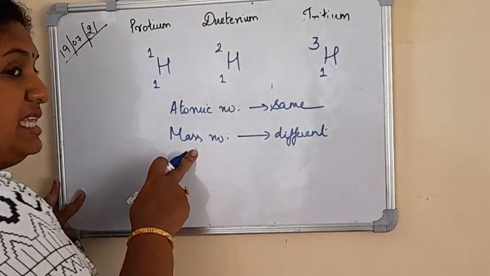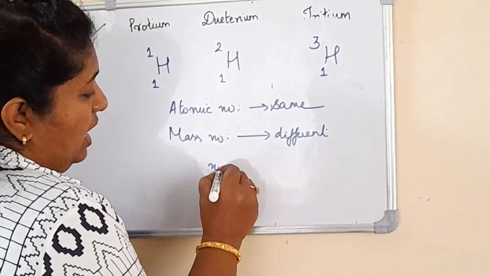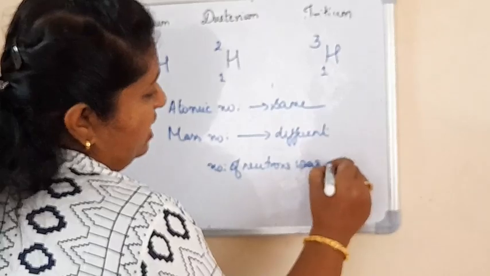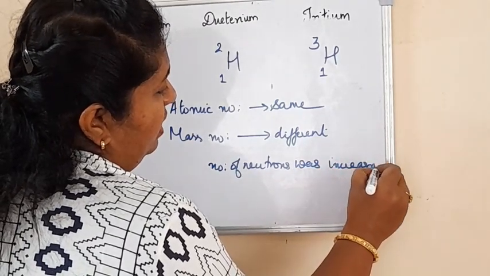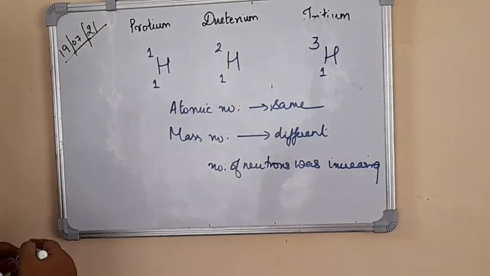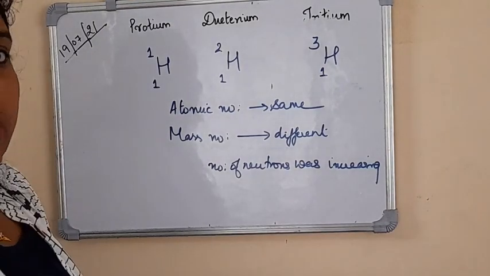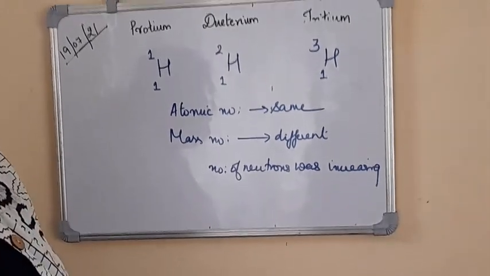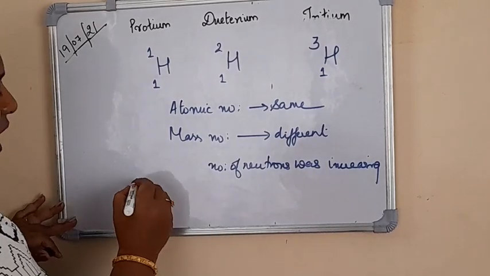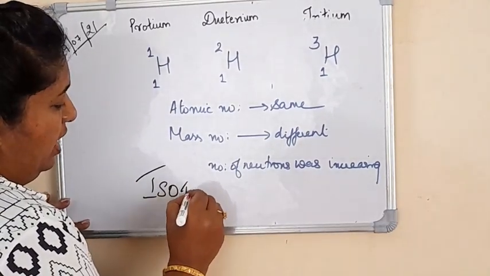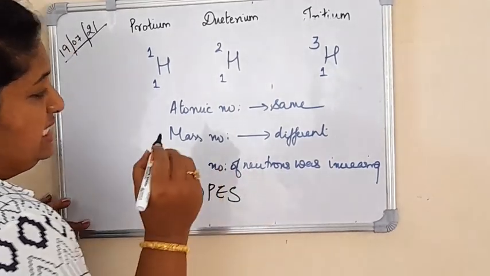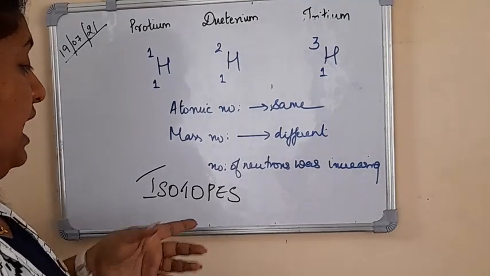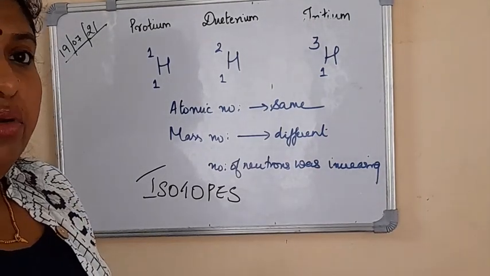So why has the mass number become different? Because the number of neutrons was increasing. That is why the mass number became different. Okay. So those elements which have the same atomic number but different mass number, we call them isotopes. Okay, those elements which have the same atomic number but different mass number are called isotopes.